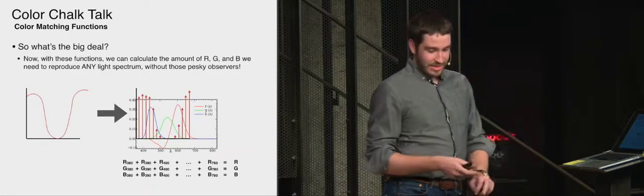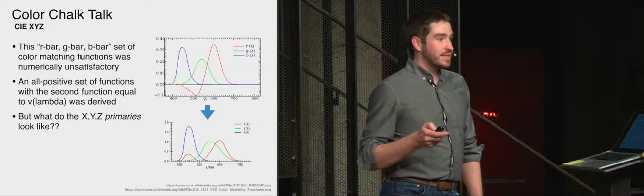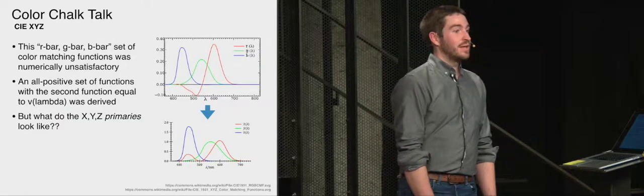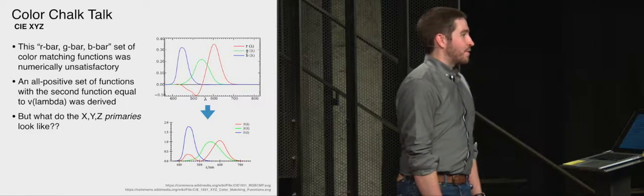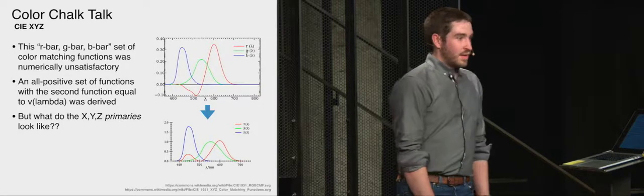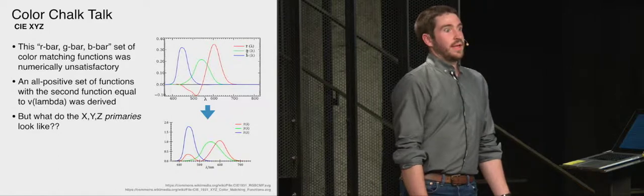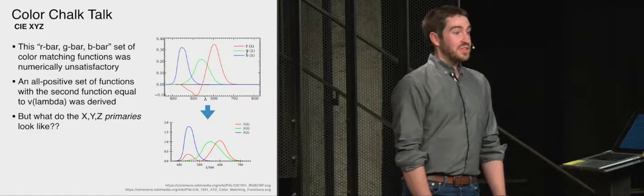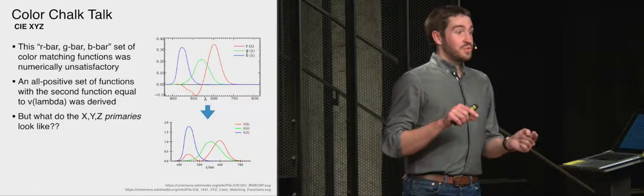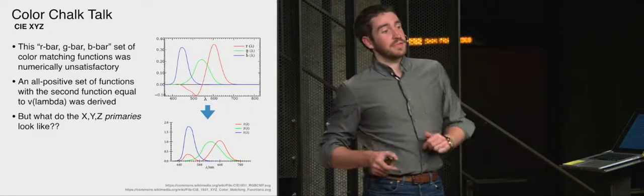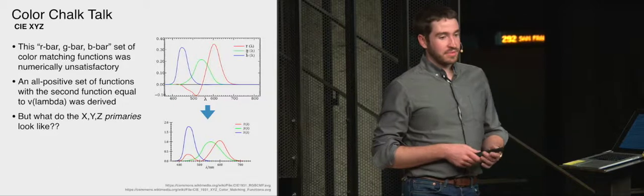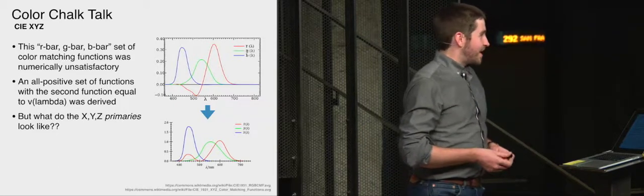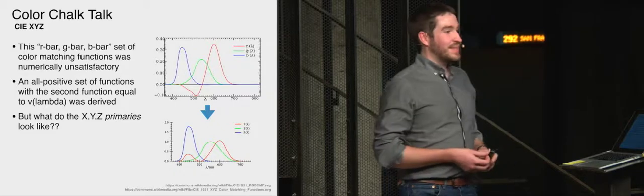And so therein lies the problem, and that is the reason that we don't know R bar, G bar, and B bar today, but we know X bar, Y bar, and Z bar. So scientists said, we have this problem. We can't add negative numbers. We're going to have to do it by hand. This is horrible. So we're going to recompute a different color space based off of our experimental results where everything is perfect and everything is positive. And that, my friends, is where XYZ came from.